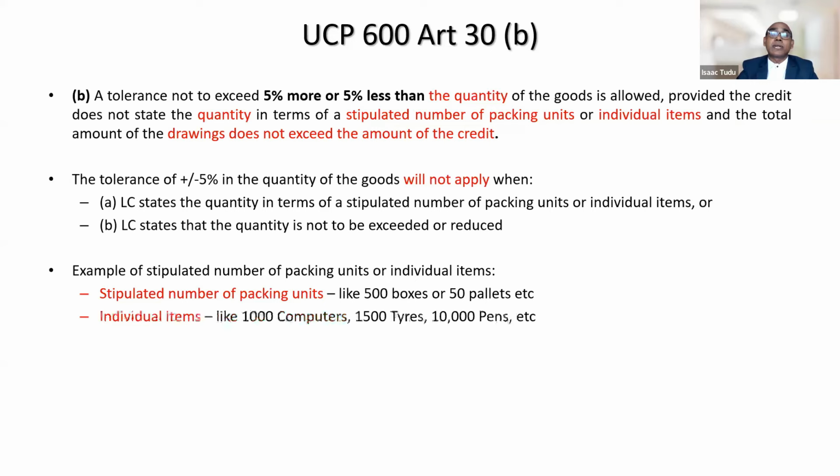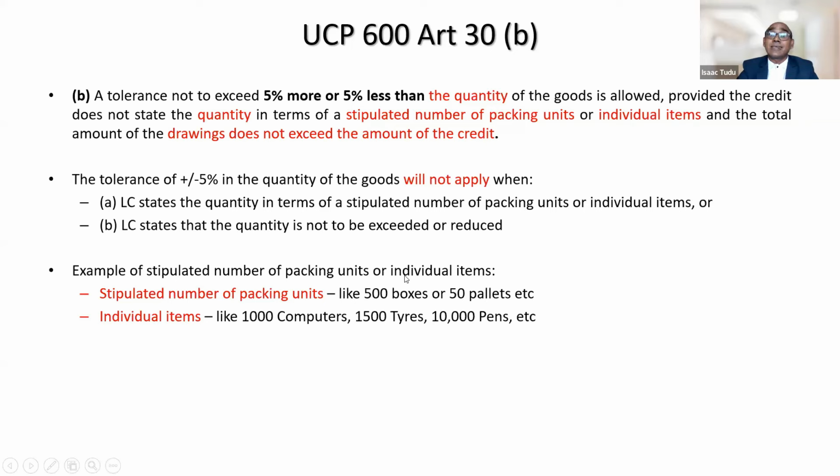And what about the individual items? Like 1,000 computers, 1,500 tires, 10,000 pens, etc. are basically examples of individual items. There also, Article 30B will not be applicable. You cannot give plus or minus 5% tolerance against these quantities.